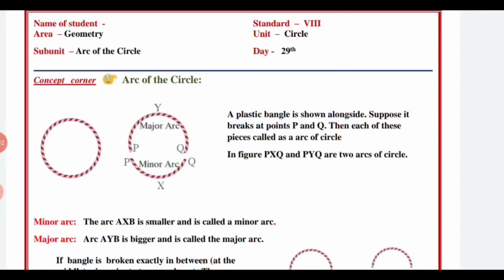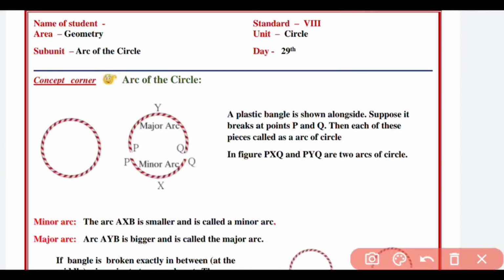So in the same video we are going to continue with day 29. It is dealing with the same area geometry. The unit is the circle and the subunit is the arc of the circle. Now in the concept corner, the first concept is arc of the circle. So what is an arc of the circle? Here a plastic bangle is shown alongside, and suppose it breaks at points P and Q. Then each of the pieces is called an arc of the circle.